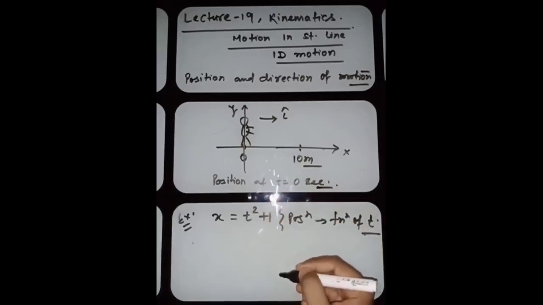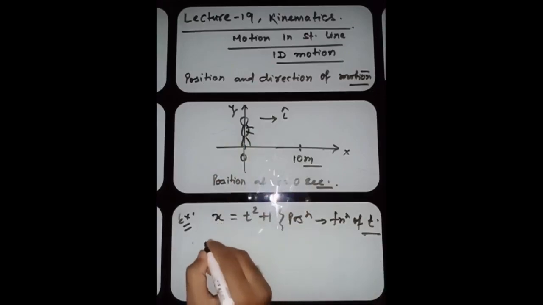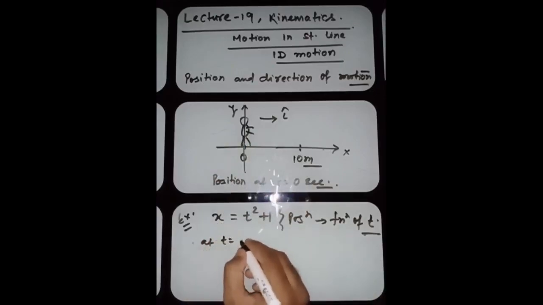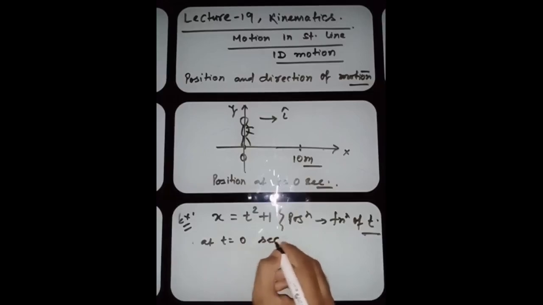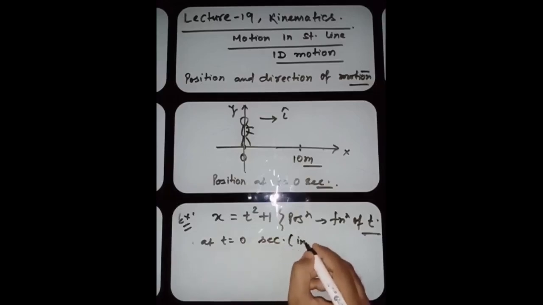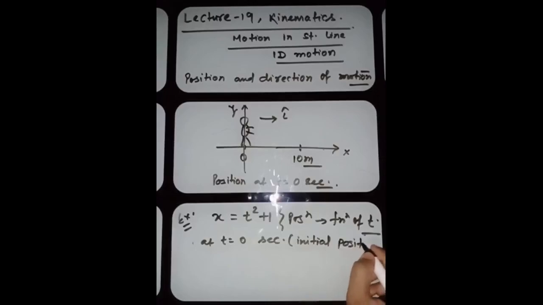Okay, t equals 0 seconds, and direction of motion. So let me do it at t equals 0 seconds, that is the initial position. This is called the initial position, the particle about to start. So the answer is, at t equals 0, x will be how much? x will be 1 meter. How much? It is 1 meter. Now, so the answer is 1 meter.